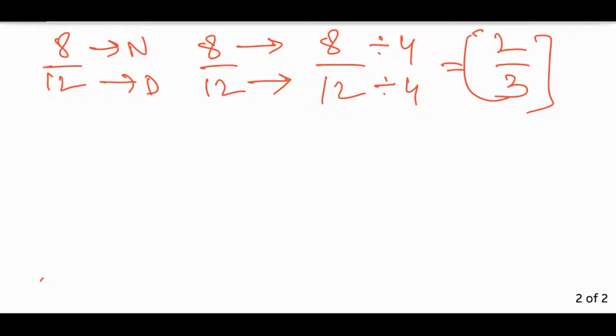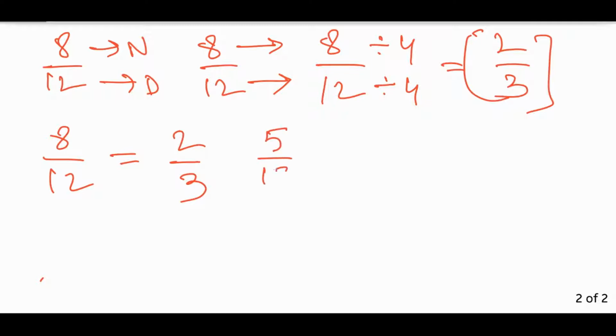Now when we say simplification, it just means that you don't change the output value. For suppose, 8 by 12 is actually equal to 2 by 3. Why is it? Because we are dividing both numerator and denominator by the same number. I'll give you another example.